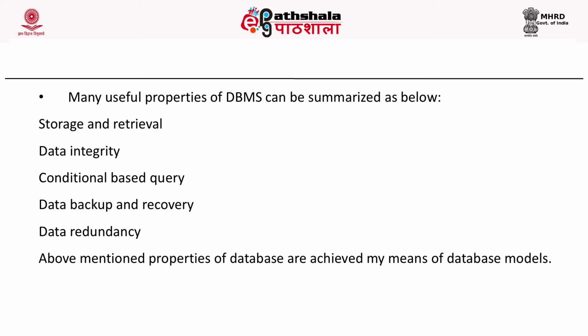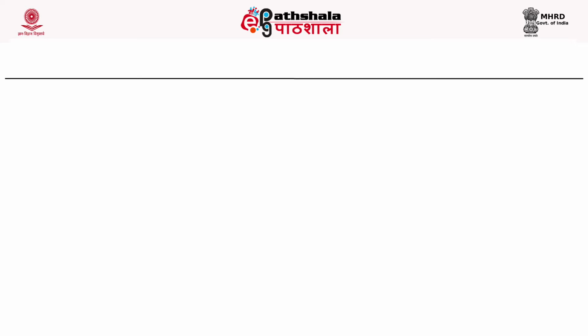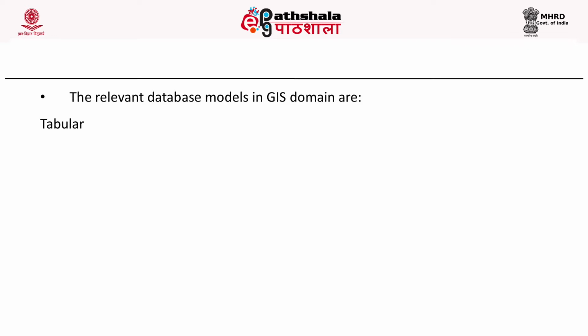These above mentioned properties of a database are achieved by means of database models. The relevant database models in the GIS domain are the tabular data model, relational database model, network database model, hierarchical database model and object-oriented database model. In this module, we shall be focusing on the relational data model, network database model and hierarchical database model. The rest would come in the next module.